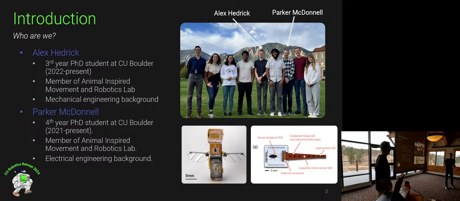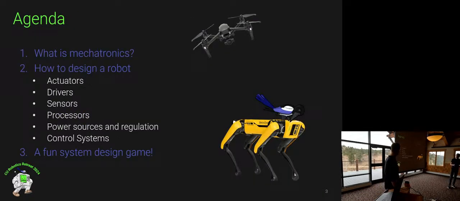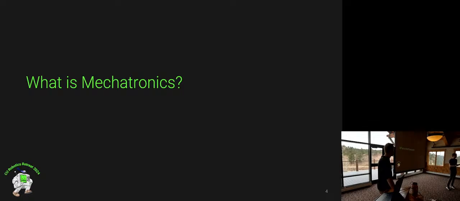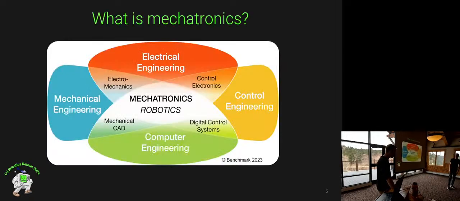Today we'll be talking about what is mechatronics, how to design a robot, and then we'll have our game at the end. So first, what is mechatronics? I like to think of mechatronics as the intersection of mechanical engineering, electrical engineering, controls, and computer engineering. We'll be touching on each of these things during the presentation.